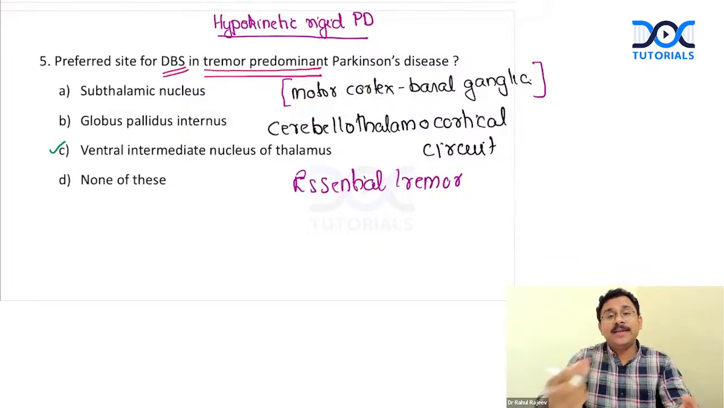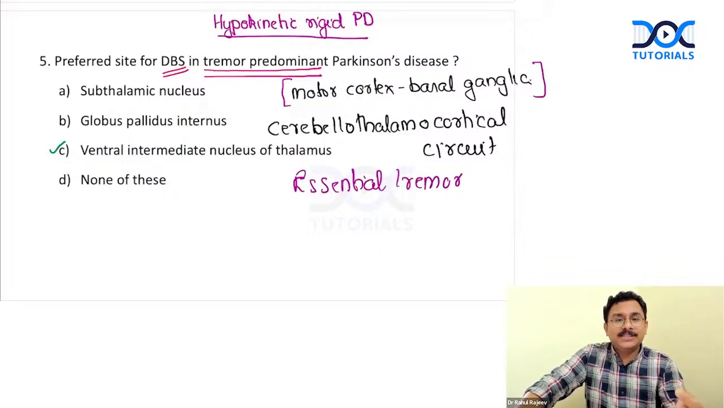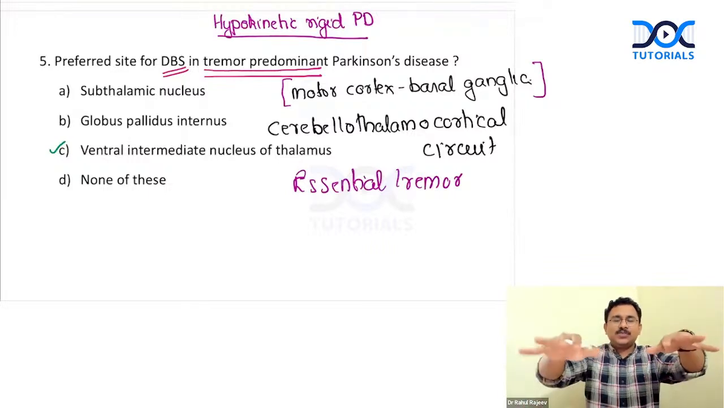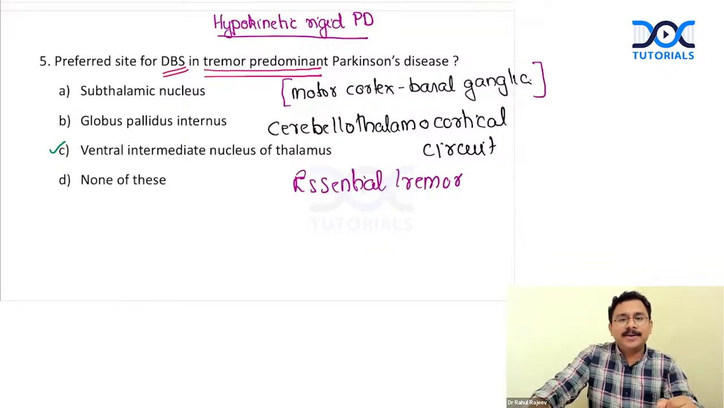Now let me ask you another question. Please answer in the chat box. Suppose the question was, what is the preferred site of deep brain stimulation in patients with essential tremor? Remember, essential tremor is a common condition where patients will present with bilateral symmetric tremor, unlike Parkinson's disease, which is an asymmetrical tremor. Essential tremor will have a family history as well, and patients will be having bilateral symmetric tremor.